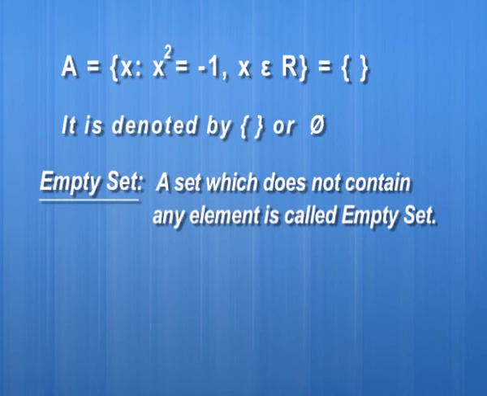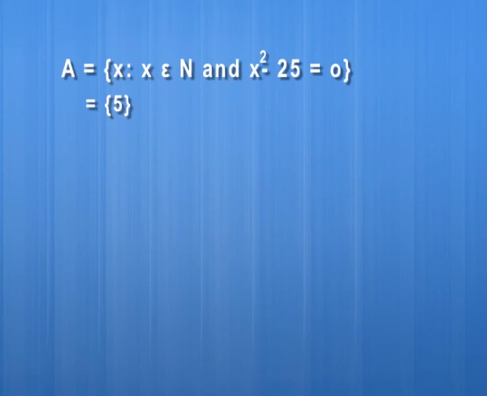Now, students, after empty set, let us consider one more set. The set of all x, x belonging to the set of natural numbers and x squared minus 25 is equal to 0. Let me solve this equation. x will be equal to plus 5 and minus 5. x belongs to the set of natural numbers. So, minus 5 is not a natural number. We get only one answer for the solution, and that is 5. So, this set is having only one element.